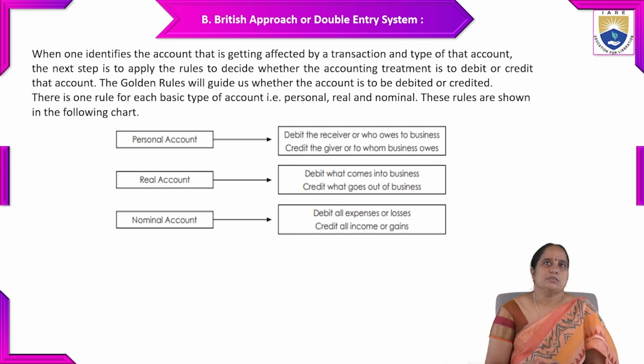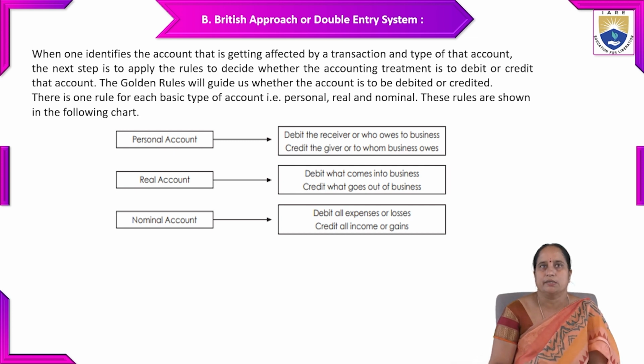Then the second approach is the British approach or double entry system. When one identifies the account that is getting affected by a transaction and the type of that account, the next step is to apply the rules to decide whether the accounting treatment is to debit or credit that account. The golden rules will guide us whether the account is to be debited or credited. There is one rule for each basic type of account: personal account, real, and nominal accounts. These rules are shown in the following chart.